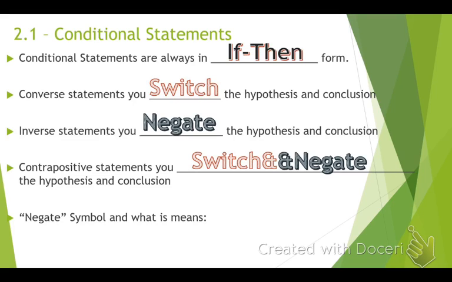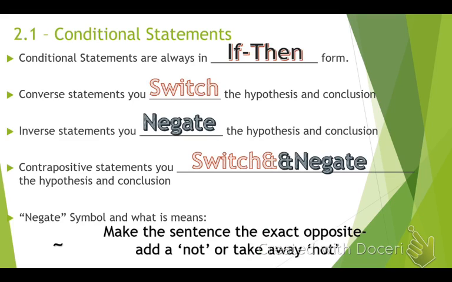What does the negation symbol look like? It's a squiggle. That's it. A squiggle. What does it mean? Make it negative. Make it the opposite. Okay, make it the opposite. So when we do that, what do we do to the sentence? Put a not. What if there's already a not there? Take it out. Okay, good.